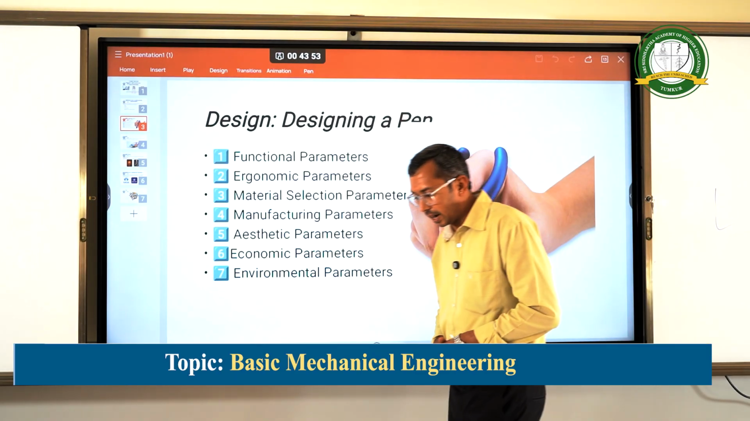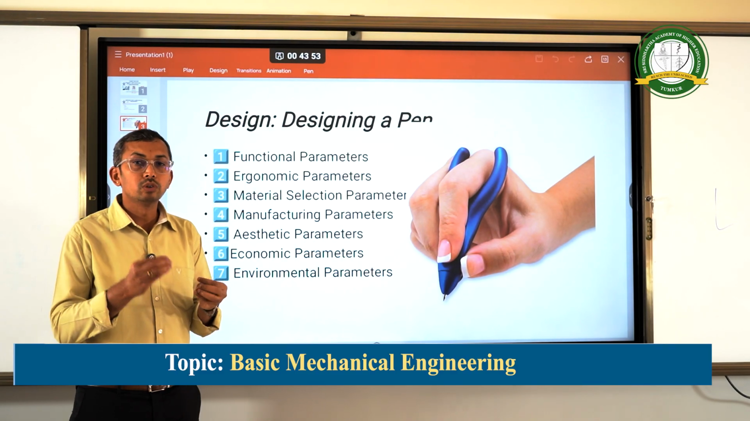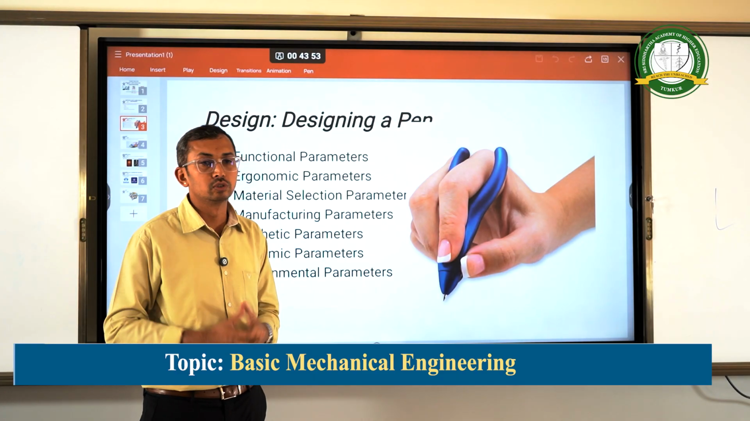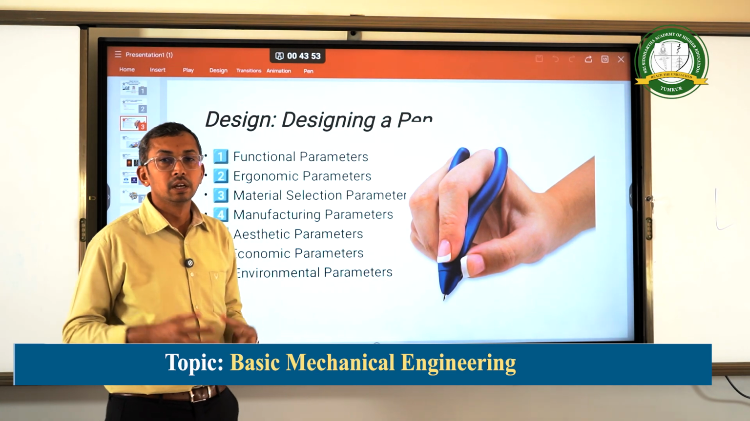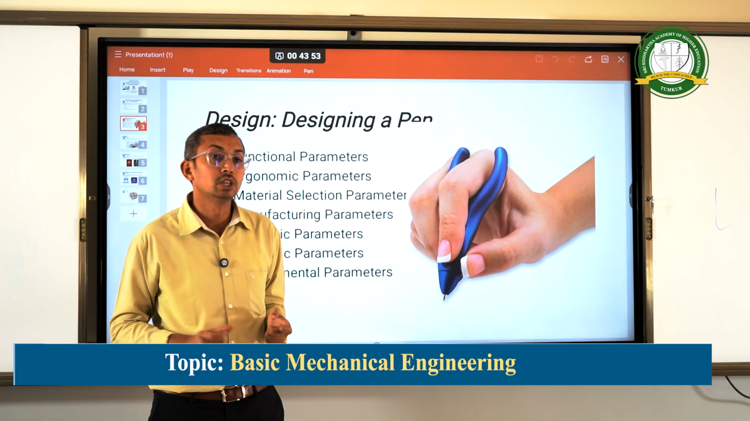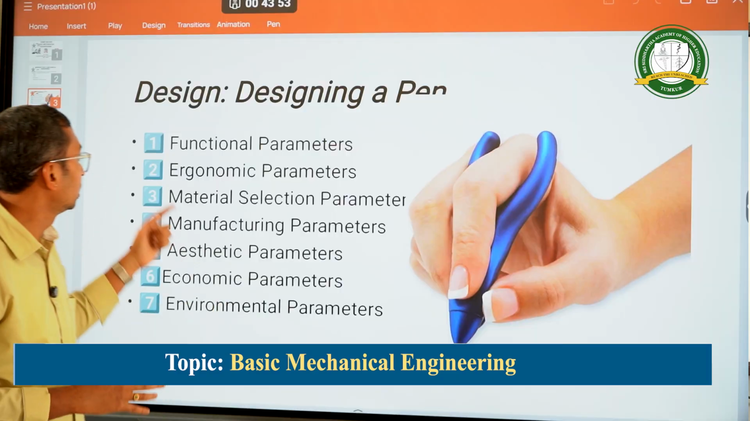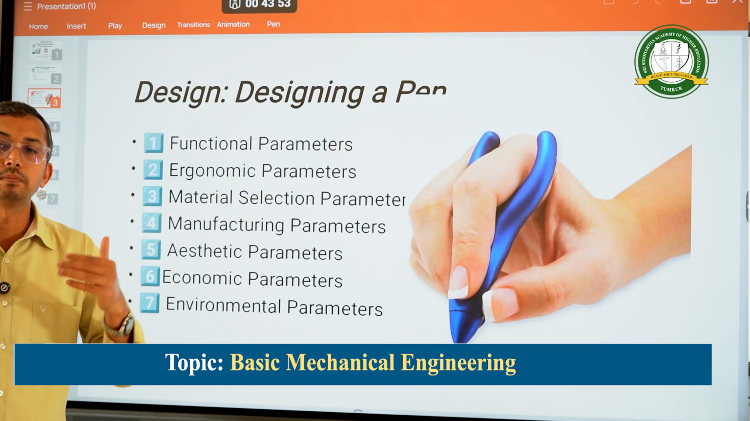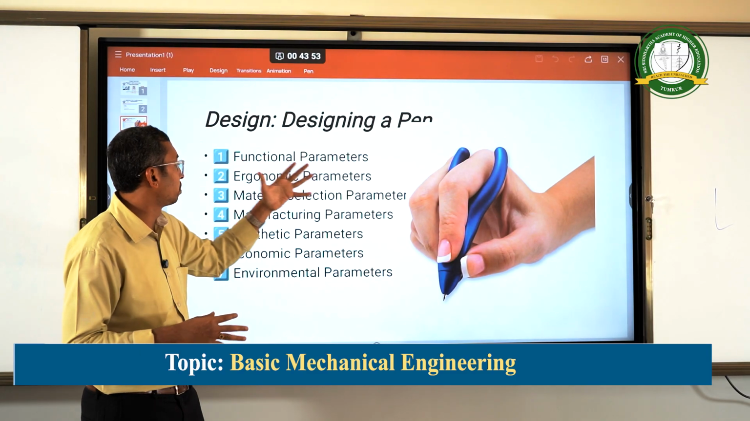The first parameter that we consider is functional parameters. How the pen is going to function, what is the quality of the ink, and how it is going to flow. These are the main examples of functional parameters. Next is ergonomic parameters. Ergonomic parameters means what should be the diameter of the pen. All this comes under ergonomics, how the pen can be used in a very easy manner.